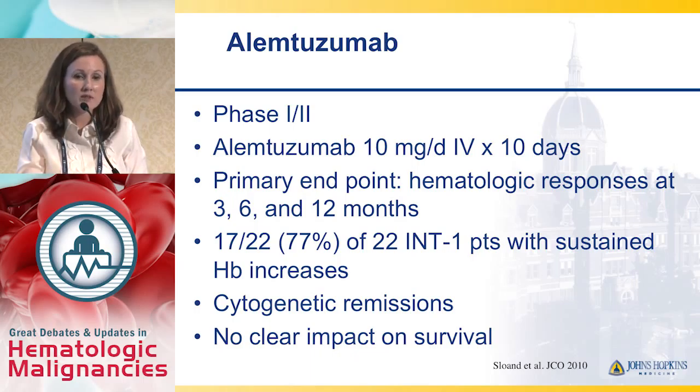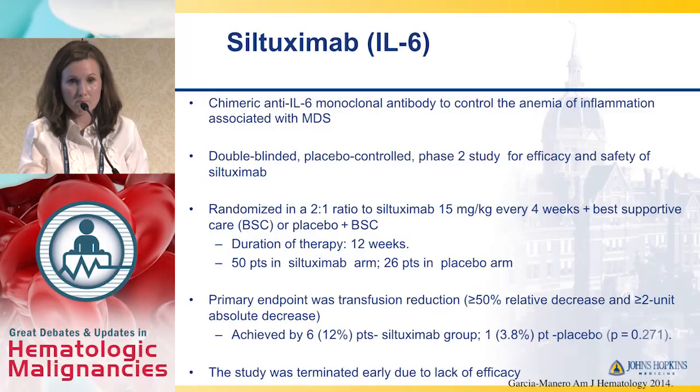The primary endpoints of the study were to look at hematologic responses. This was exactly the patient population that we've been discussing, the lower risk MDS who had lost their erythropoietin stimulating agent response. And they did say that 17 out of 22 of those patients had sustained hemoglobin increases, and they quoted some cytogenetic remissions. There was no clear impact on survival, though, and this is a hard medicine to give, it's a hard medicine to take, and the longstanding cytopenias and other issues with it make it something that I personally don't move towards at all in this patient population.